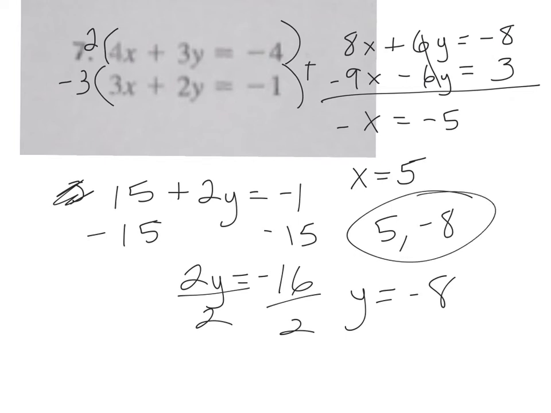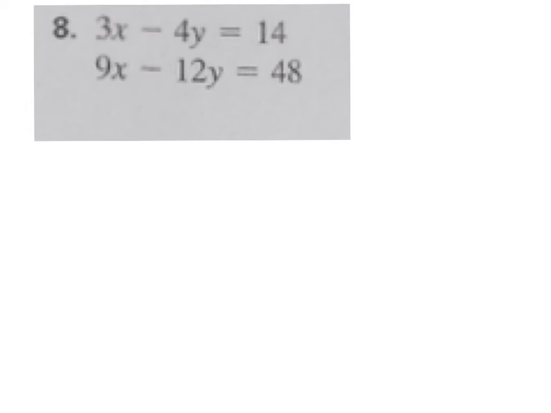Let's take a look at number 8. Evaluating number 8, you can get rid of the x's if you multiply the top by a -3, or the y's by doing the same thing. So let's go ahead and multiply by -3 on the top. So I'd get -9x plus 12y equals a negative 42.